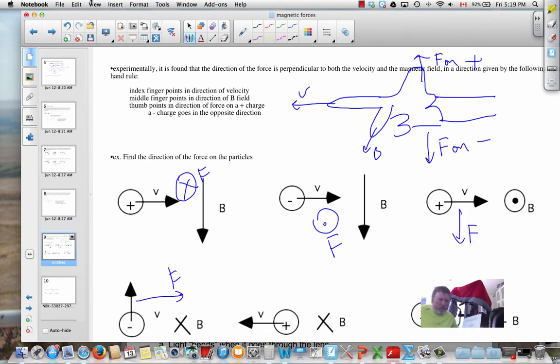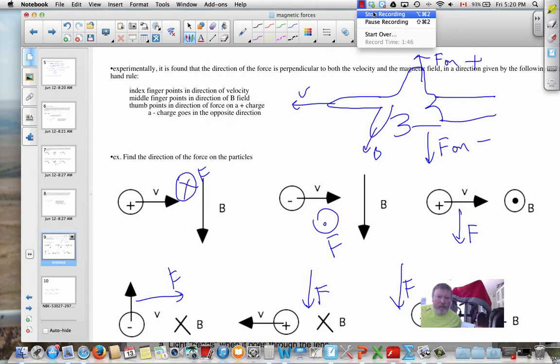Two more. In this one, the velocity is to the left, the magnetic field is into the page. My thumb points down the page. This force is down. The velocity is coming out at me. The magnetic field is directed to the left. So again, there's the correct right-hand rule. Again, my thumb points down the page. It's a positive particle, so the force is again down. So don't give yourself tendinitis doing this.